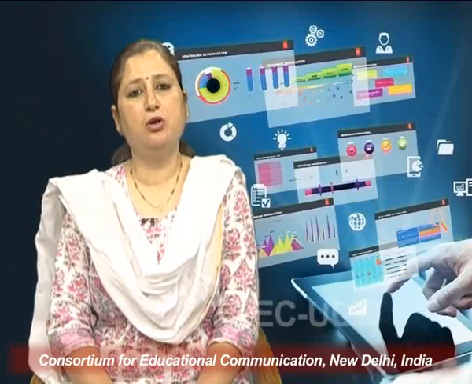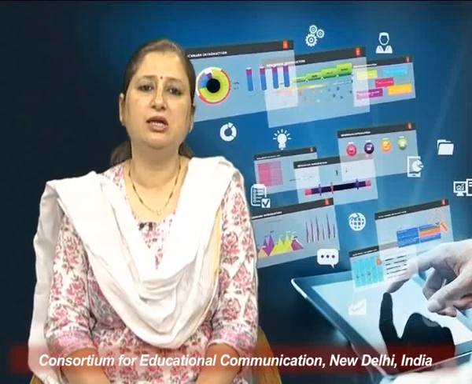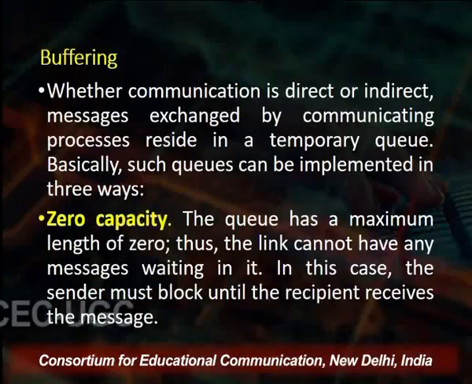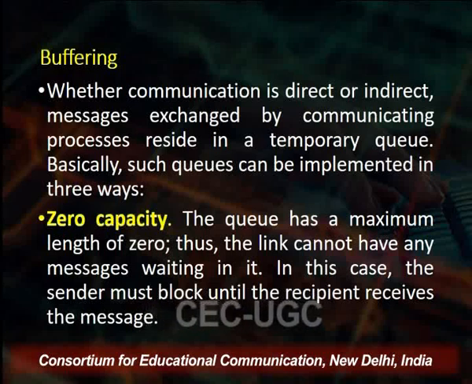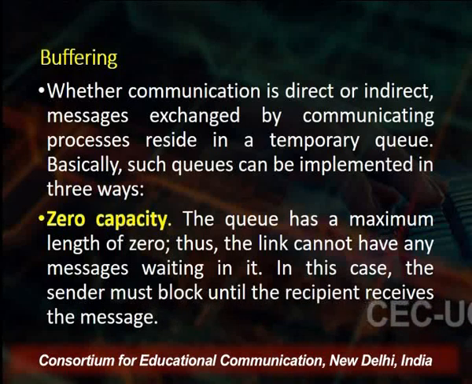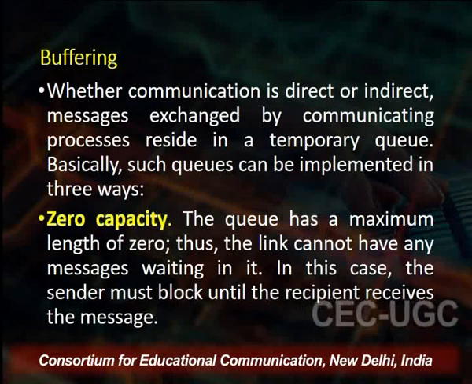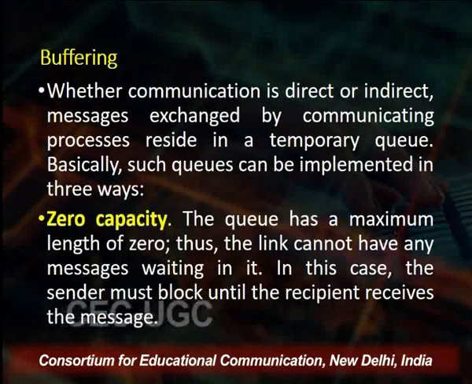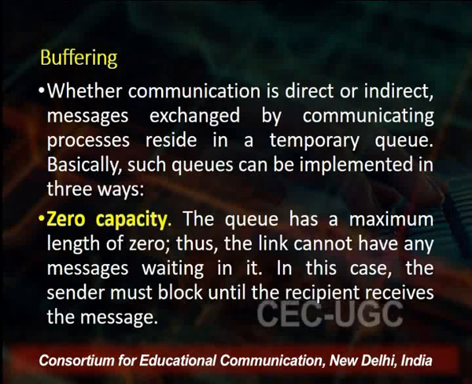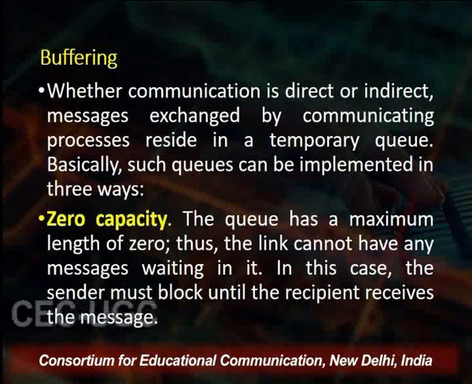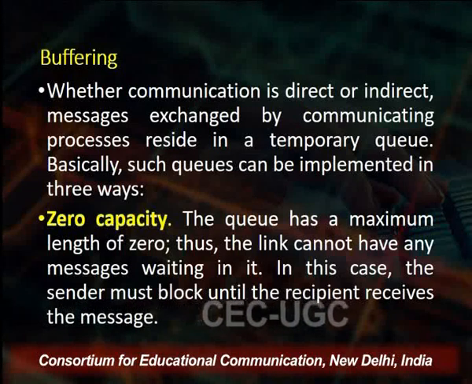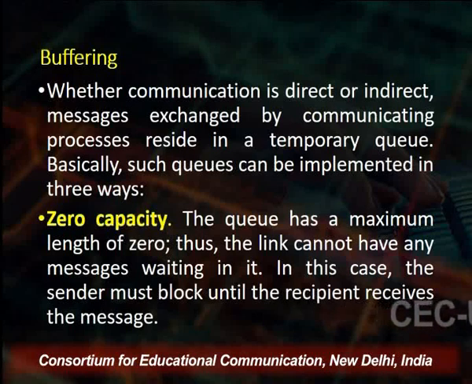Then another very important aspect of inter-process communication is buffering. So buffering means to store or to keep the message which is in transit, right. So when communication is happening, either direct or indirect, that is messages are being exchanged by processes, they reside in a temporary queue. We can say that there is a temporary area in which the message will reside till the time it reaches its final destination. Now this queue, or this buffer, can also be implemented using three different ways.